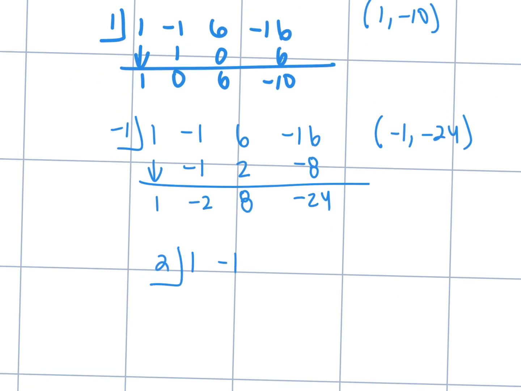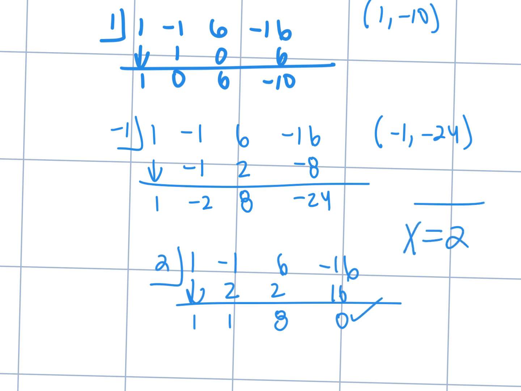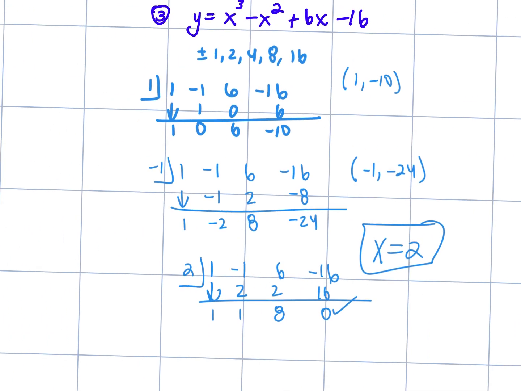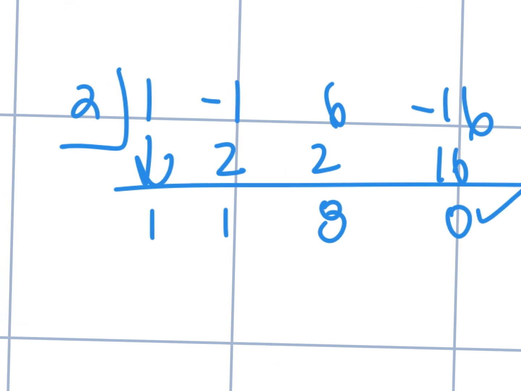1, -1, 6, -16. 2, 1, 2, 8. What'd you find out? 2 is an intercept. X equals 2. That's one of our intercepts. Perfect. So I have 2 additional points I found, and I found one of my intercepts. So what do I do with what's left over here?